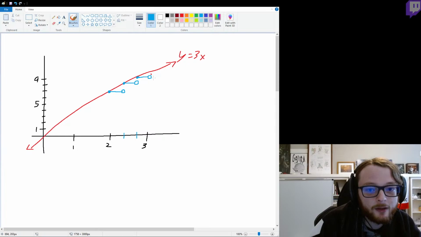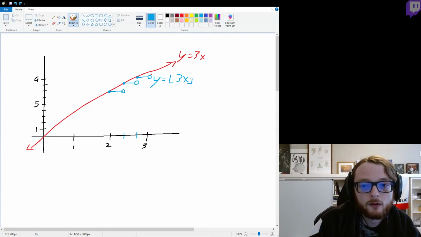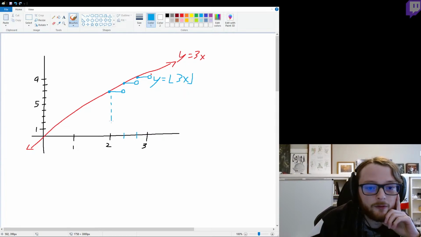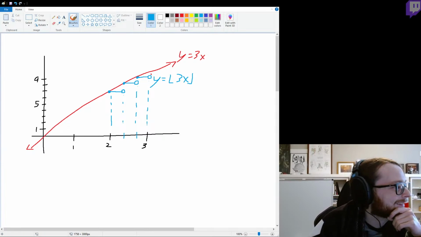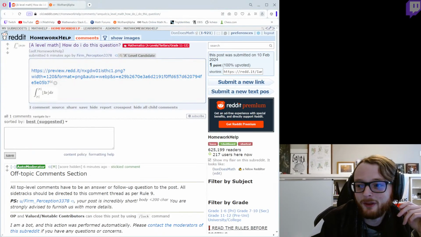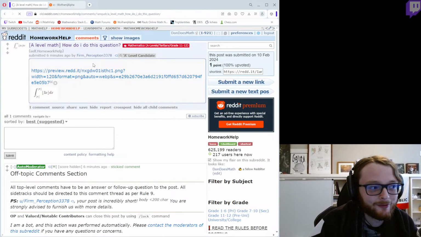And if we want to integrate this, we just need to find the area of these 3 rectangles here. It's actually kind of like a Riemann sum. Actually, it's exactly like a Riemann sum. That's kind of funny. I doubt the floor function really has an explicit integral.